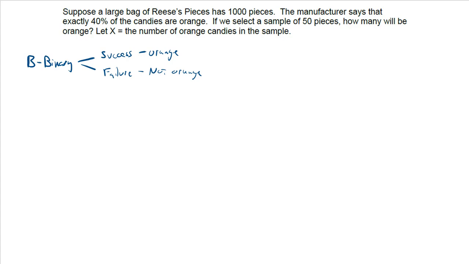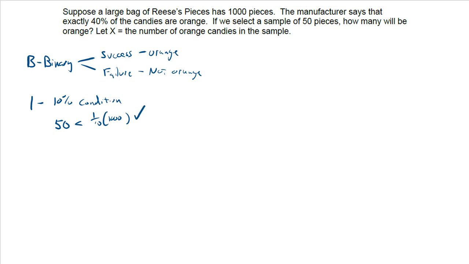Okay, so let's think about our I for independence. It doesn't state anywhere in the problem that it's independent, but what we can do is a little check here, our 10% condition. If I remember that, our sample size has to be less than 10% of the overall population. In this case we have 50, because we're taking 50 pieces, and that's less than 1/10 of 1,000, our population of 1,000 pieces. I'm pretty sure 50 is less than that, okay? So we should check off good for independence.